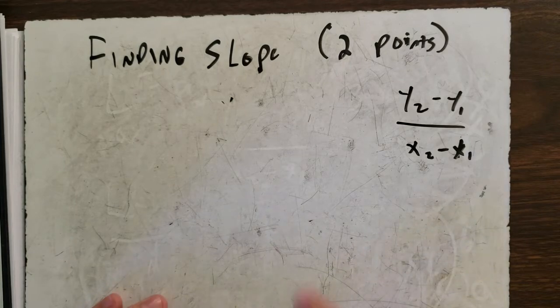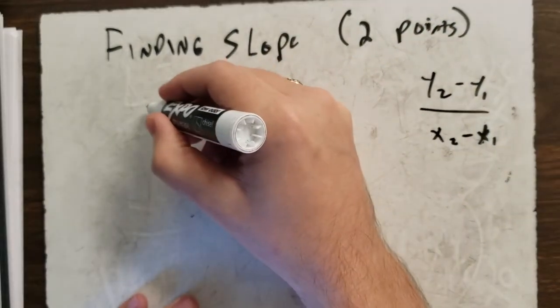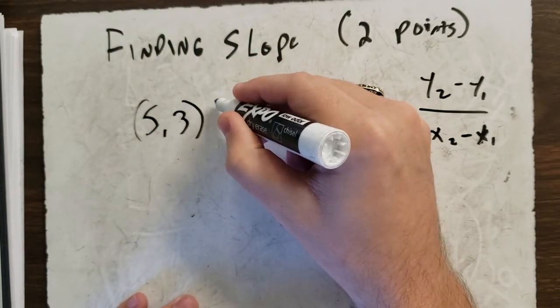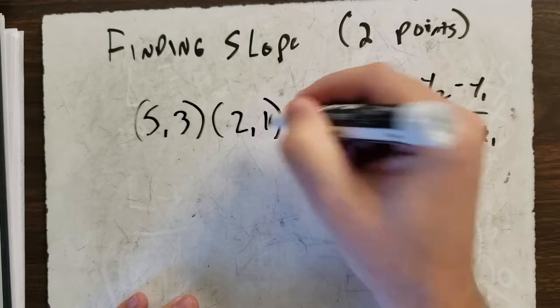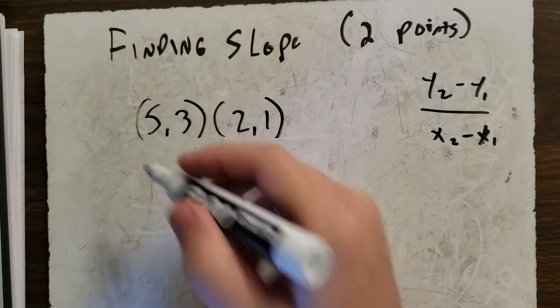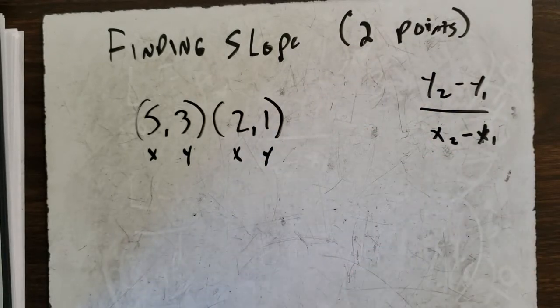So when we're given 2 points, let's start off with an easy example. We have 2 points. Let's do 5, 3, and 2, 1. Okay, so those are 2 points. Now, remember, a point is x, y, right? So we have x here, and y here, and x here, and y here, right?